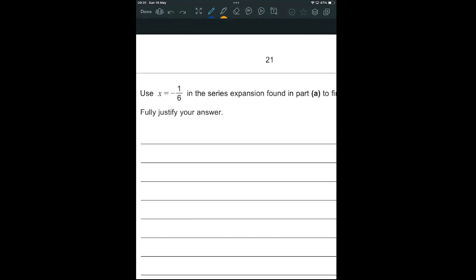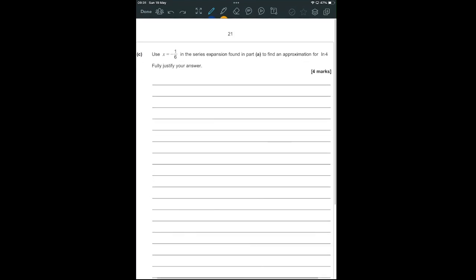Now the question is telling us to use x equals -1/6. Now -1/6 is in that range that we've just described, so that's going to be valid. So because it says fully justified, I'm actually going to write that first. X equals -1/6 is in the valid range for the expansion. I'm not expecting to get a mark for that, but it's worth saying.